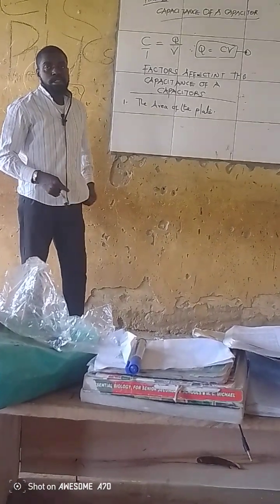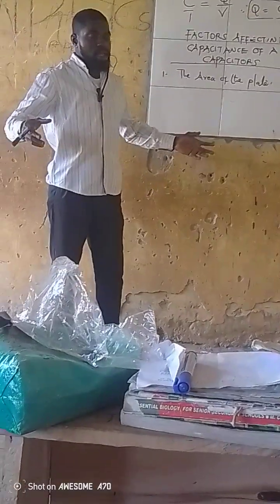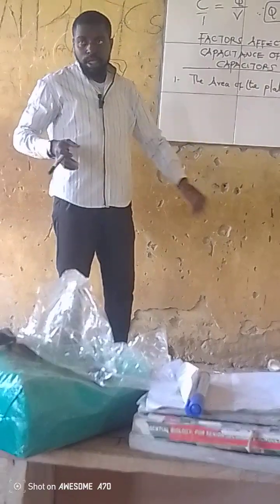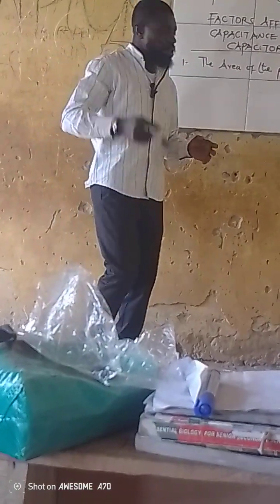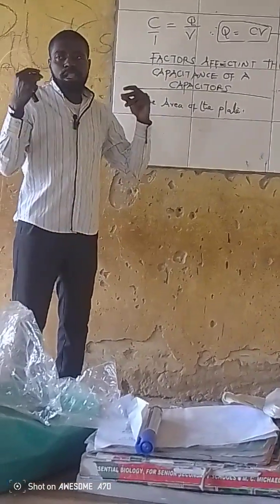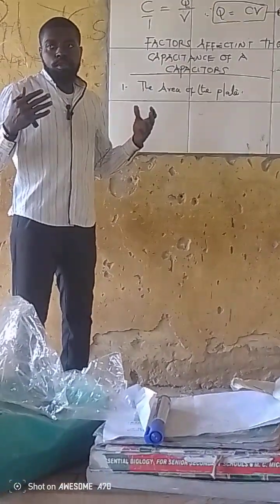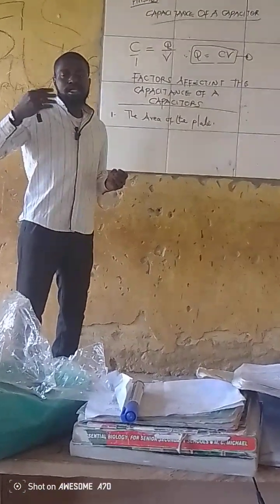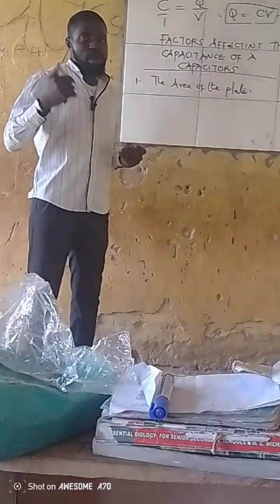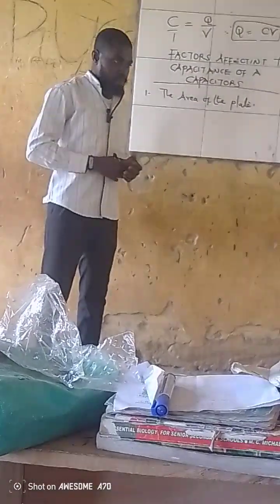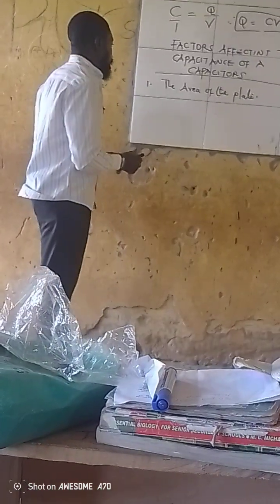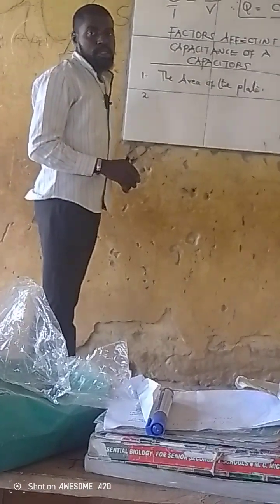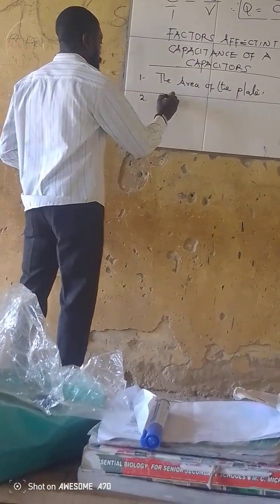That means if the plate is large, the area is large, the ability of that substance to store electric charge will also be larger. That is a direct relationship. The capacitance of the capacitor is directly proportional to the area of the plate. The higher the area, the higher the capacitance of the capacitor, and vice versa.